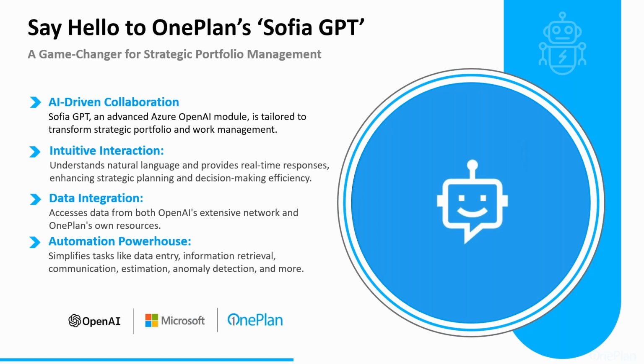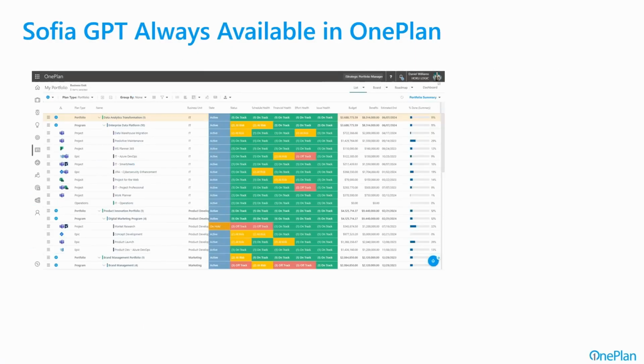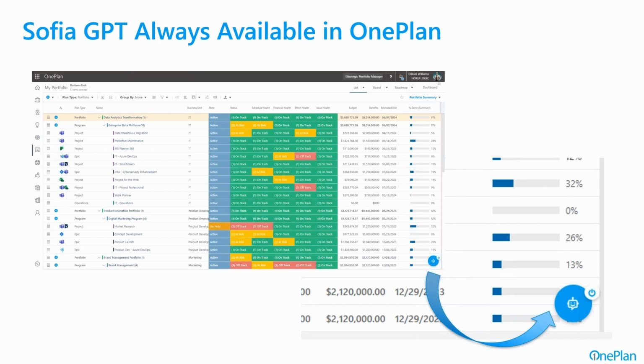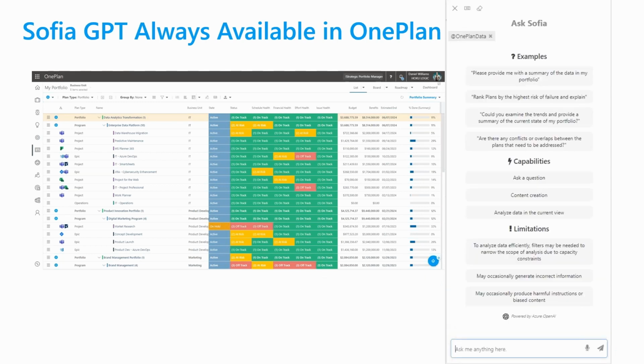And because we're using Azure OpenAI, it's in the Microsoft cloud, not like ChatGPT uses on the open internet. And it provides additional security, compliance, and protection that Microsoft infrastructure provides for all you Microsoft shops that are out there. Now, Sophia GPT is always on in OnePlan, meaning that if you look in the lower right-hand corner, it's always available wherever you are in OnePlan.